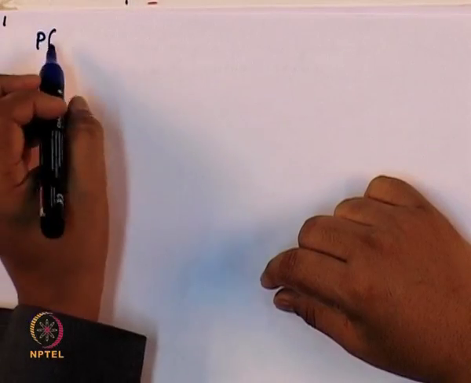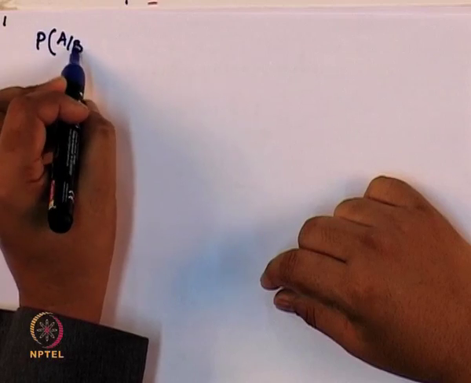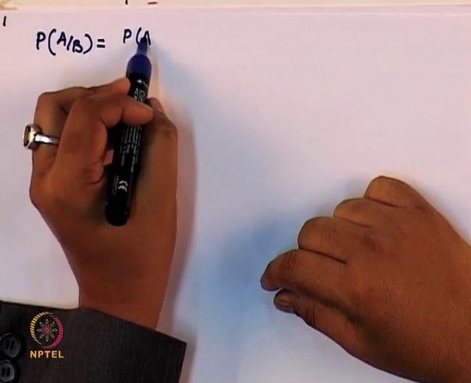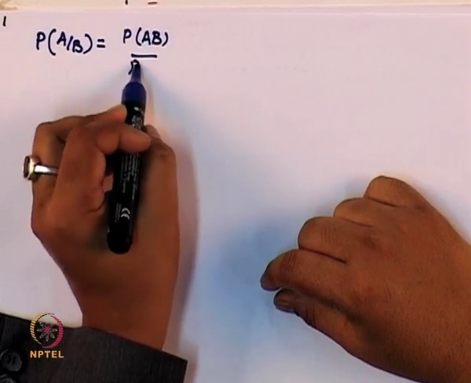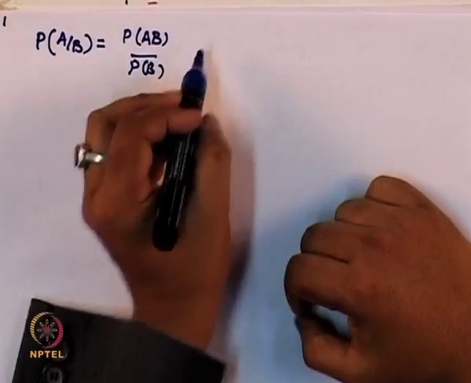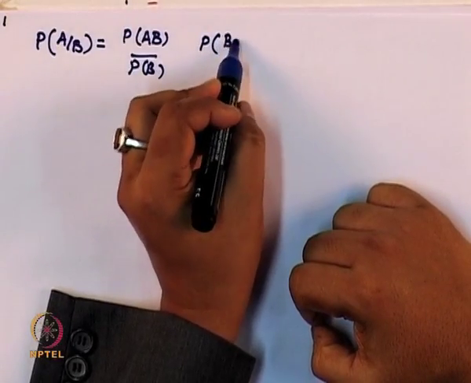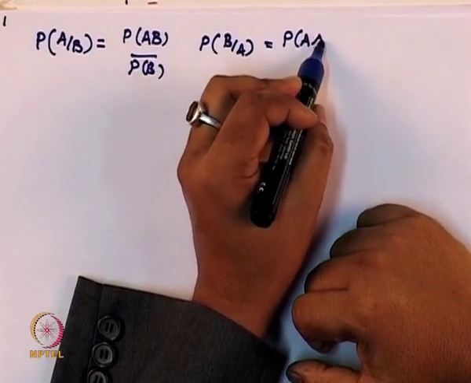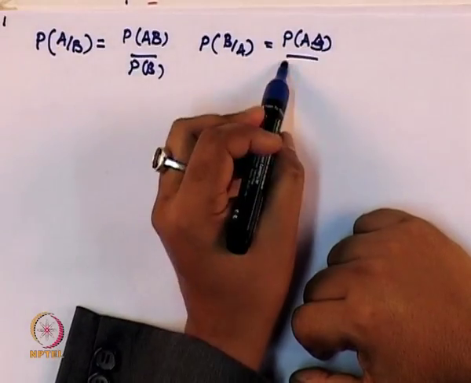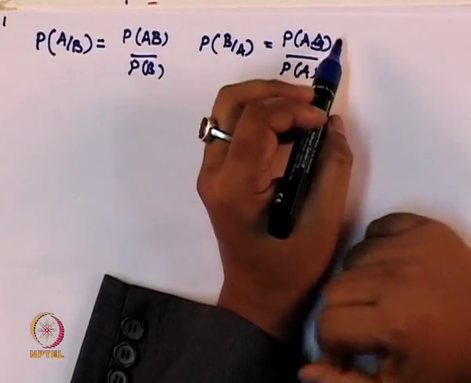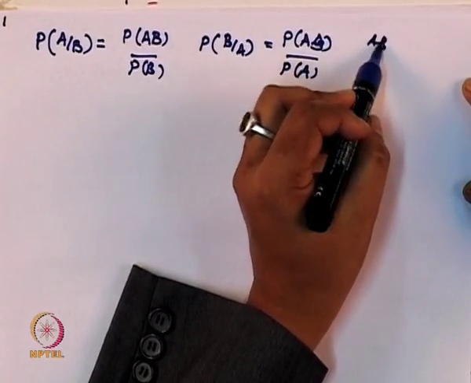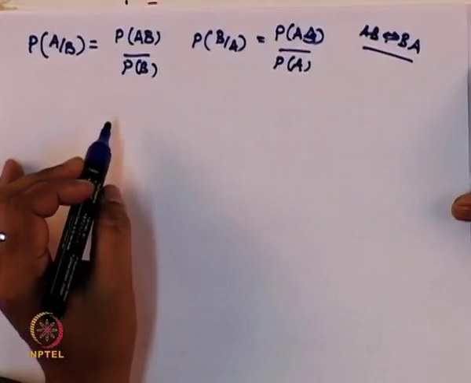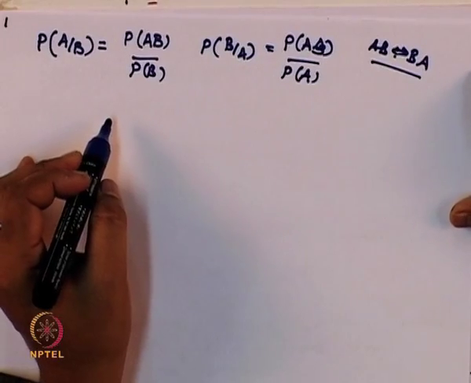So, we define probability of A given B, and this can be calculated as probability of AB by probability of B. Similarly, you can write probability of B given A as probability of AB or BA by probability of A, because AB and BA are the same thing. Okay. So, let us consider a simple example.